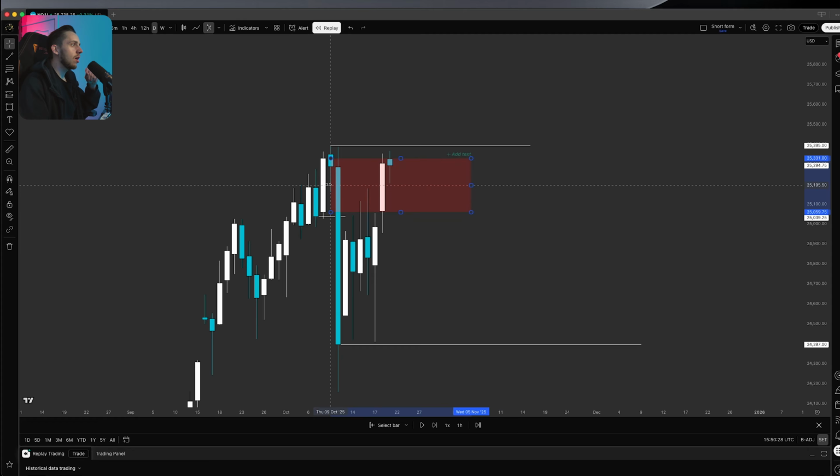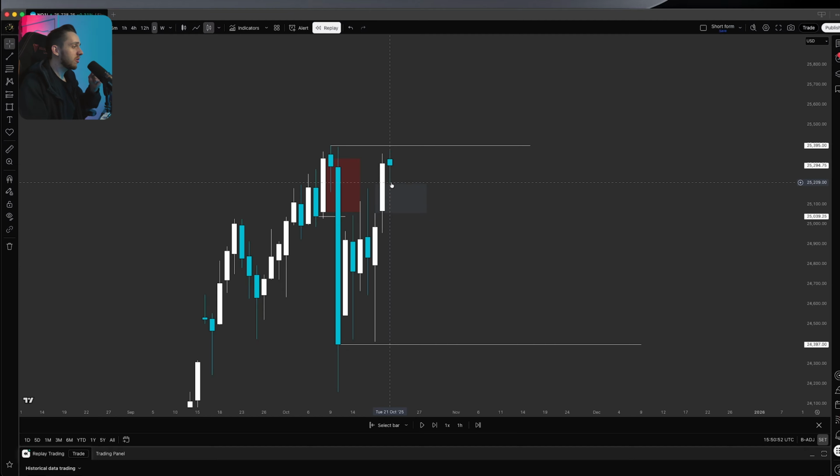But currently we are reacting from this bearish order block. Where can we go next? If I'm willing to be conservative, then I would say that the next logical place to go is going to be this daily fair value gap. So I would expect some sort of bounce in this area.